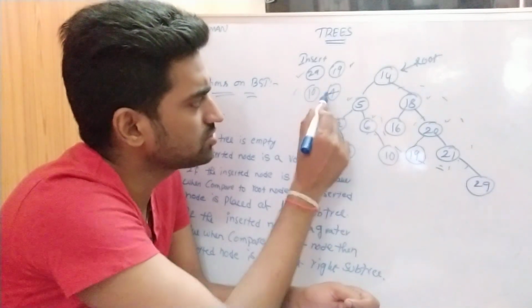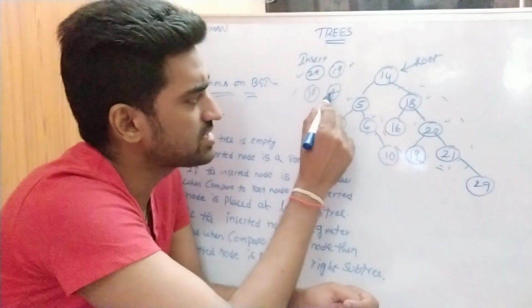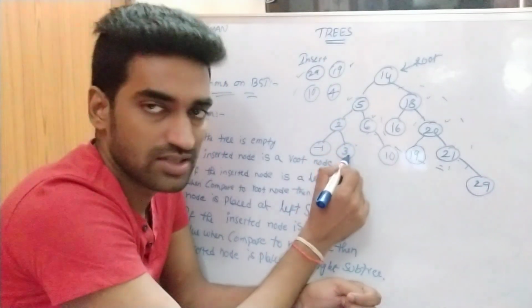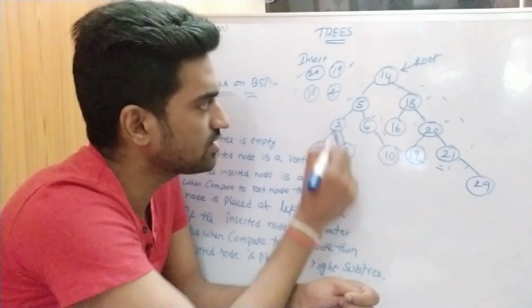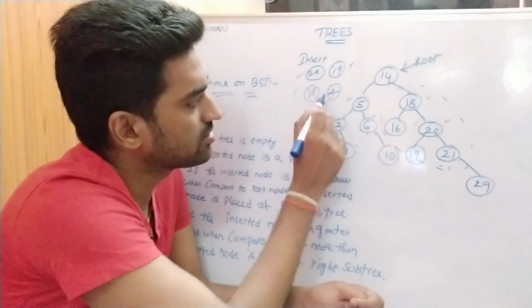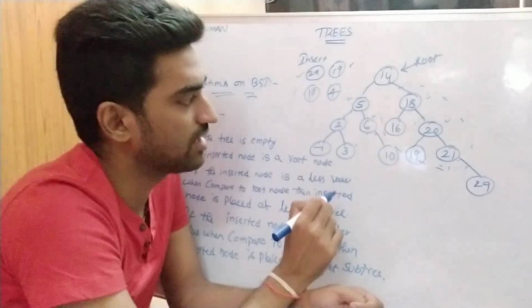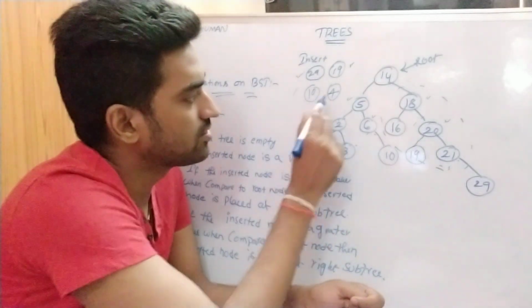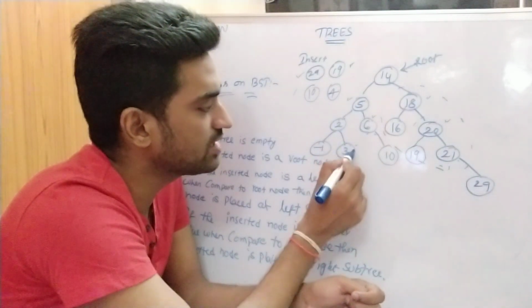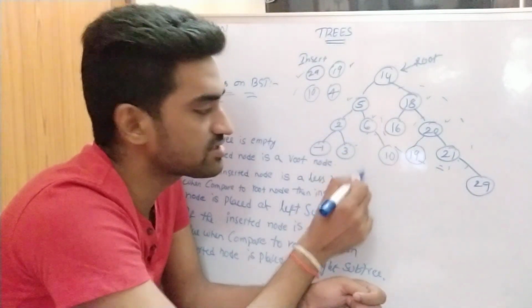So when compared to 2, this is greater value. So that's why we can place it at the rightmost position. The rightmost position is already filled by 3. So that's why we are applying the comparison procedure 3 to 4. When compared 3 to 4, this is greater value. So that's why we can place it at the rightmost position of the right subtree.